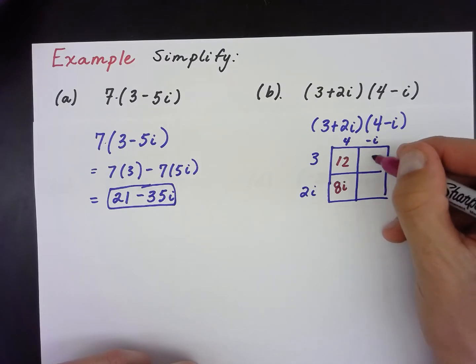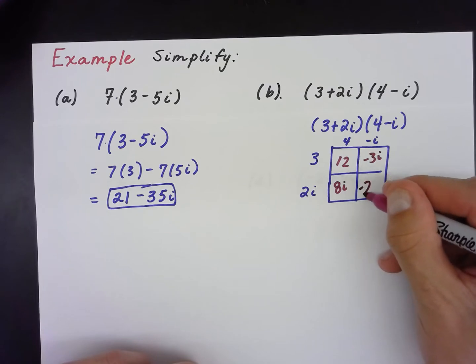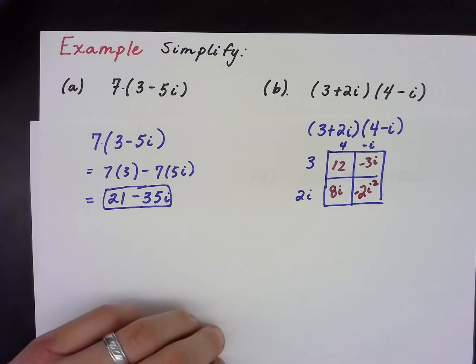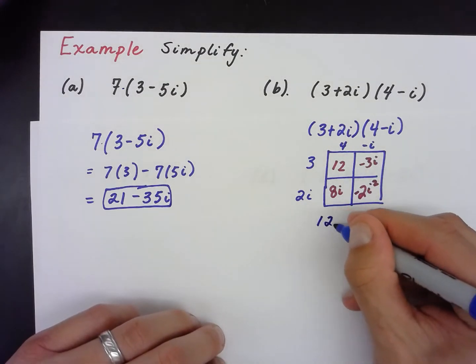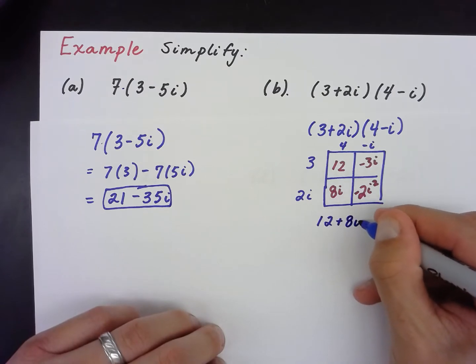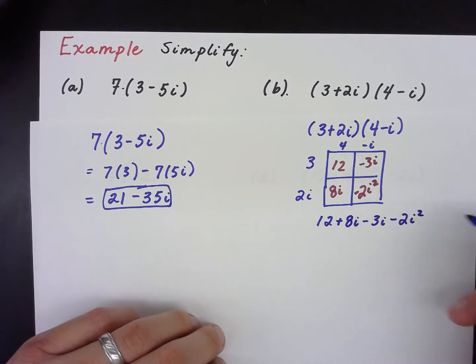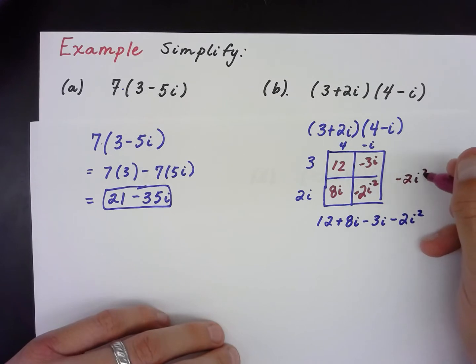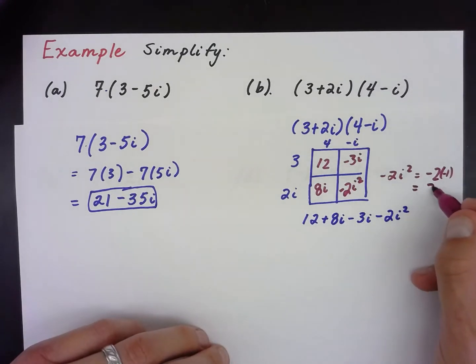3 times negative i is -3i. And 2i times negative i is -2i squared. And remember what I said? Be very careful about that. Your diagonal numbers are usually going to be your like terms, so I'm going to have 12, let's just write them out, plus 8i minus 3i minus 2i squared. Well, minus 2i squared is the same thing as -2 times -1, because that's what i squared is, so that becomes 2.